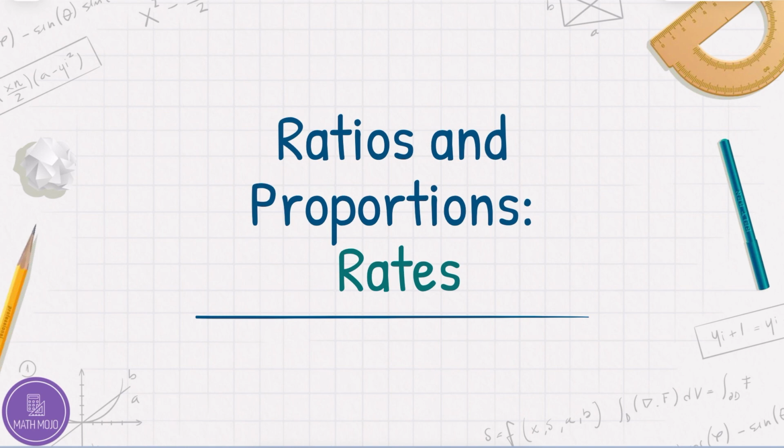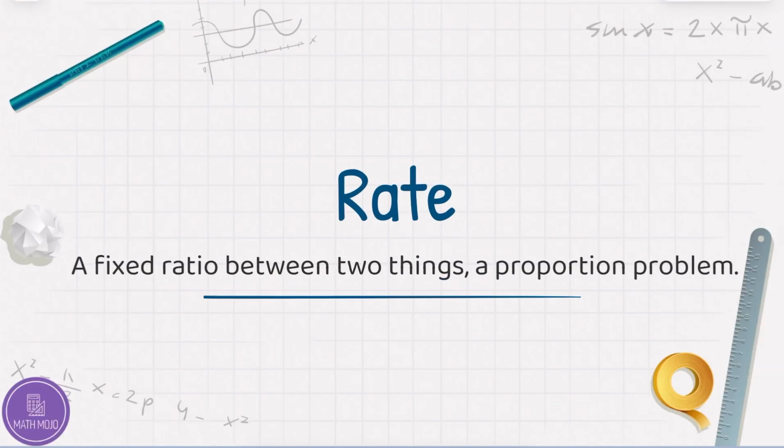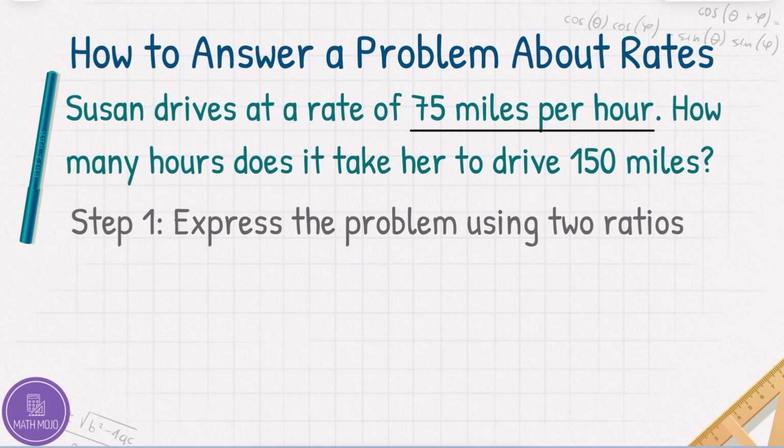Welcome to Math Mojo. Today we're going to be talking about ratios and proportions, more specifically rates. So let's start off with the definition. A rate is a fixed ratio between two things and it's a proportion problem. So how to answer a problem about rates.